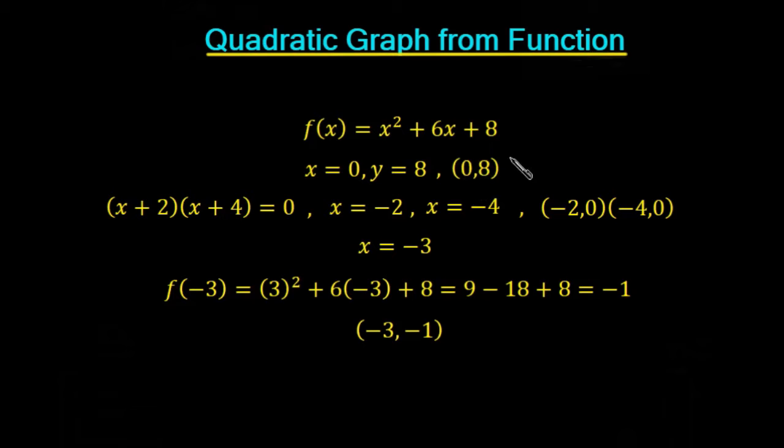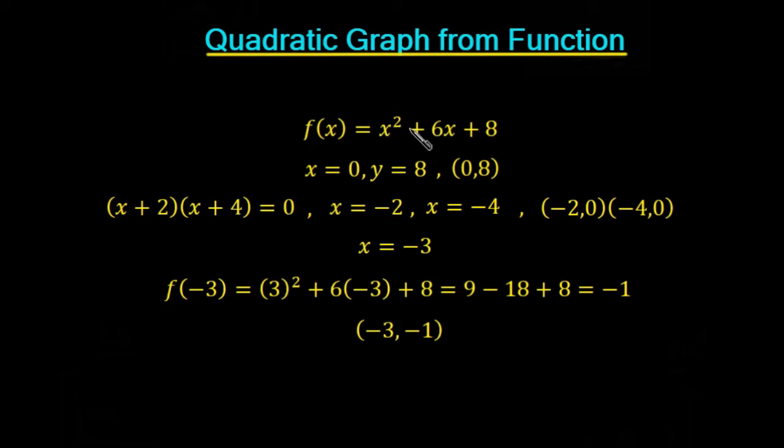So that's one of the points on the graph that we're interested in. Now we're also interested in finding the roots, and we know that we can find the roots by working out where it cuts the x-axis. So it cuts the x-axis here whenever the value of y, that is f of x, equals 0. So that is whenever x squared plus 6x plus 8 equals 0.